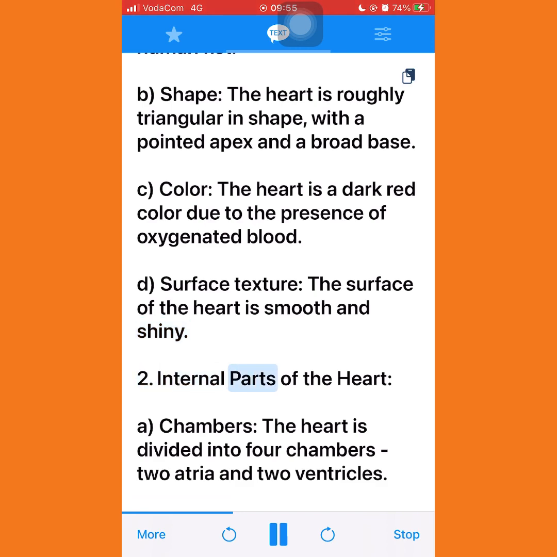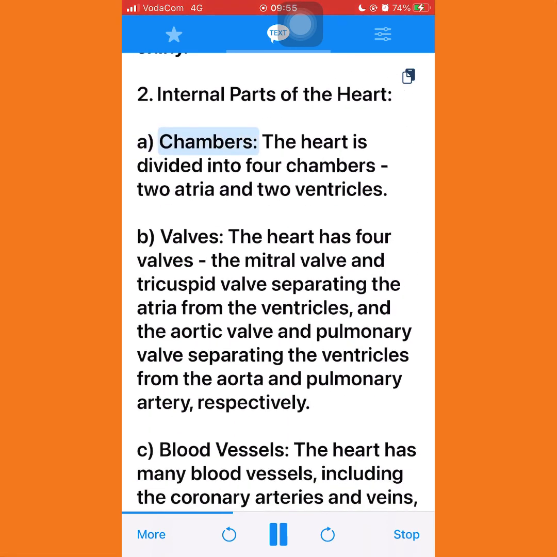D. Surface texture. The surface of the heart is smooth and shiny. 2. Internal parts of the heart. A. Chambers. The heart is divided into 4 chambers, 2 atria and 2 ventricles. B. Valves. The heart has 4 valves, the mitral valve and tricuspid valve separating the atria from the ventricles, and the aortic valve and pulmonary valve separating the ventricles from the aorta and pulmonary artery, respectively.